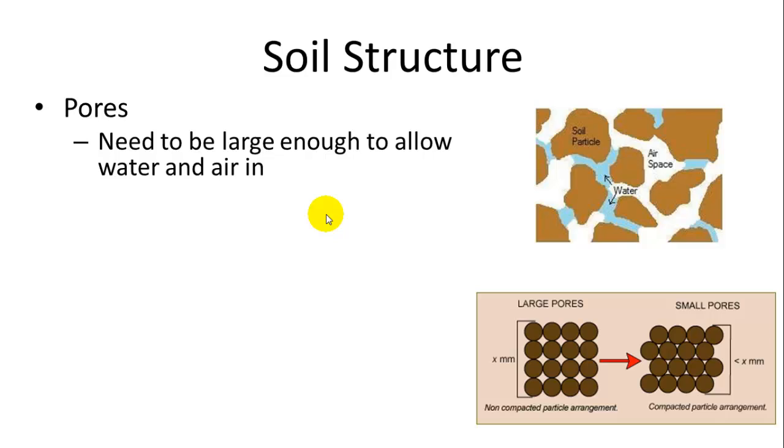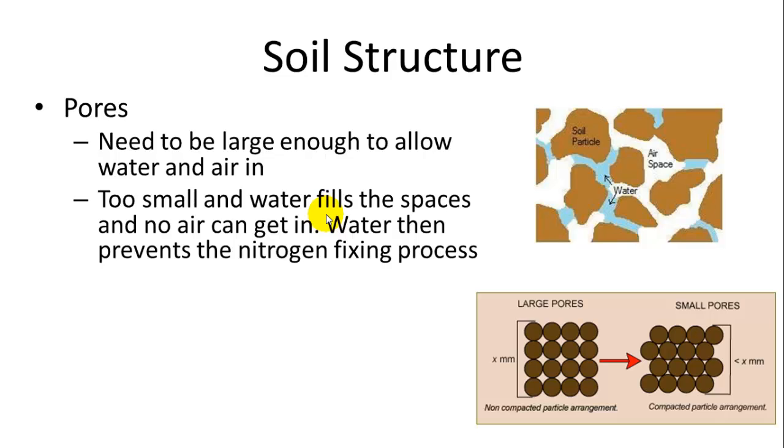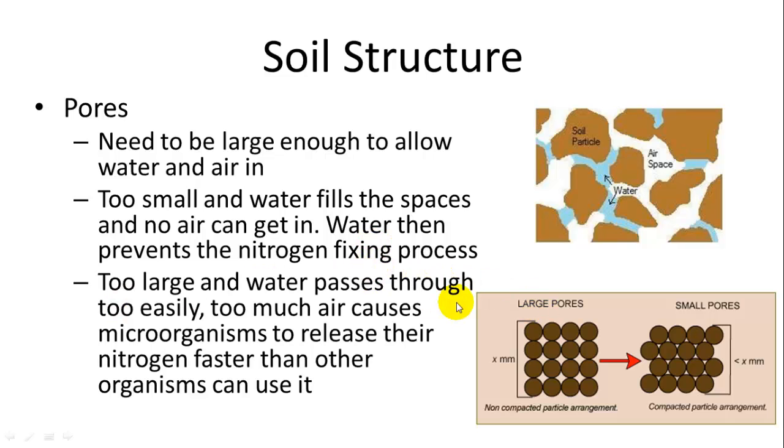So in order to have a healthy soil where organisms and plants can grow, it needs to be large enough to allow water in, and allow for air as well. With too small particles you get, like over here, things getting compacted, water fills in the spaces and no air can get in, and then water prevents the nitrogen fixing process. Too large and water just passes through and there's too much air and it dries out, and the microorganisms also release their nitrogen, so there's no nitrogen fixation available.